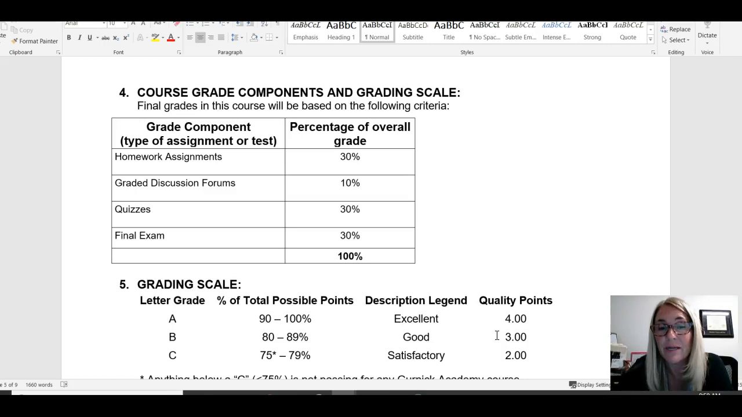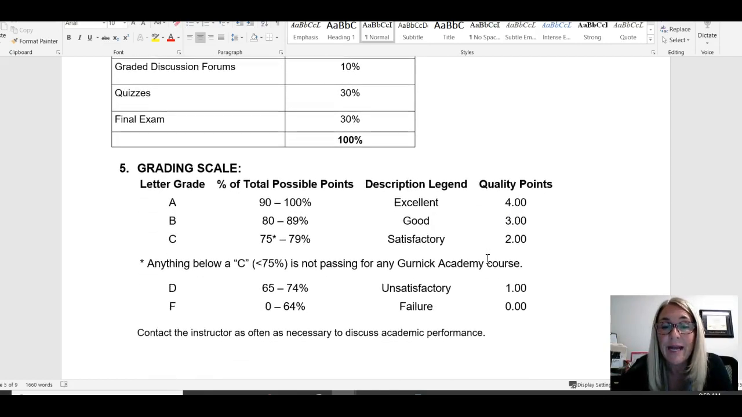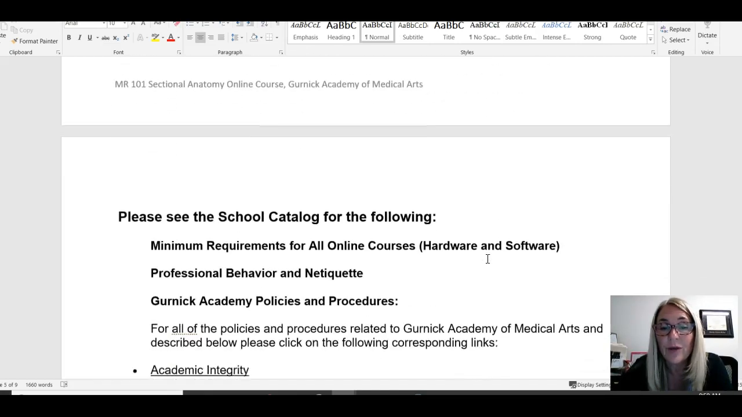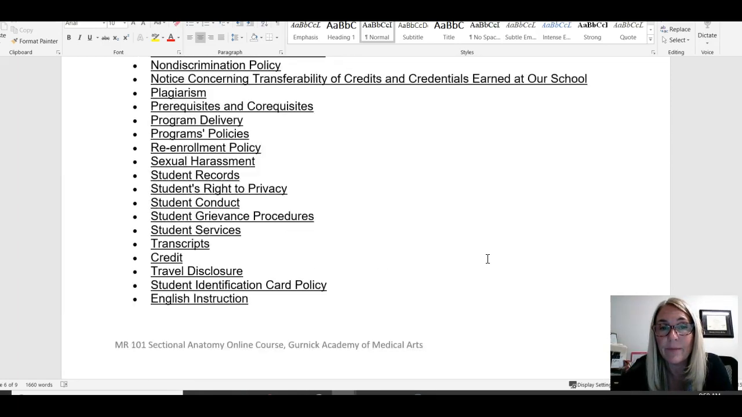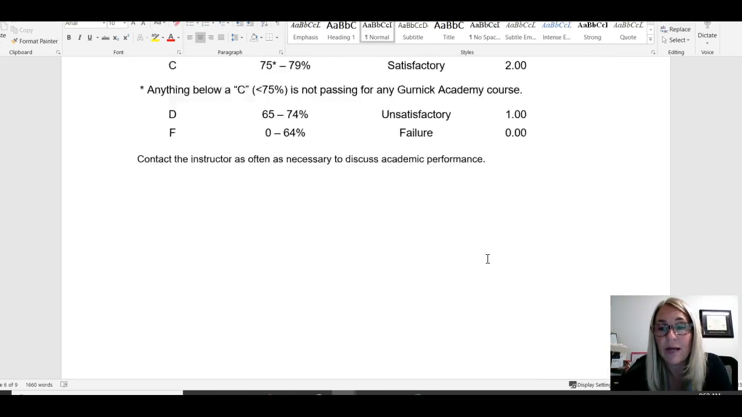What were the signs and symptoms? How was the patient presenting to you? And you're going to write about it, and you have to respond to someone else's also. And the directions are pretty clear. And our normal grade scale. So if you have any questions, here's all of the links to our catalog for academic.